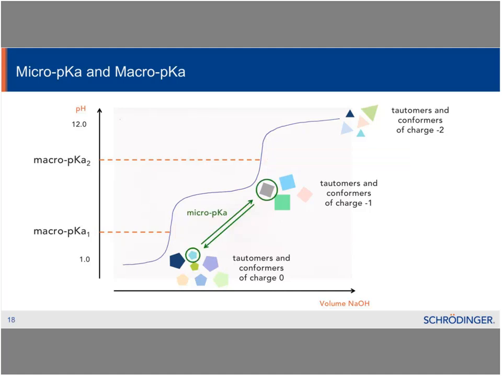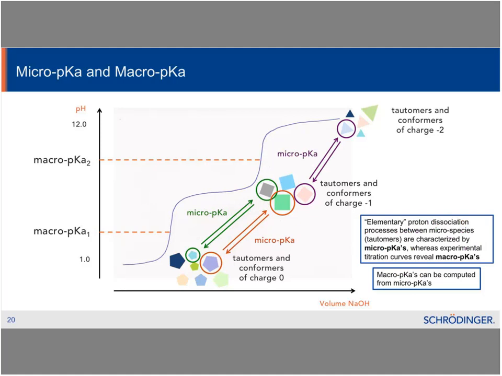So notice that we can actually compute a pKa between two individual microspecies, two individual tautomers, for example. And this pKa, which we normally compute in quantum chemical calculations, is called micro pKa. There can be, of course, multiple micro pKas. We can concoct a micro pKa between two individual species, and we can get a number from theoretical calculations.